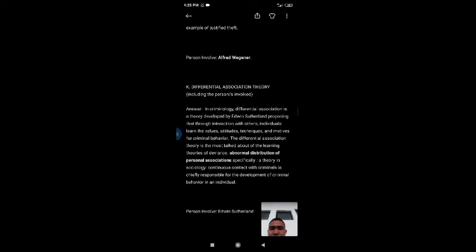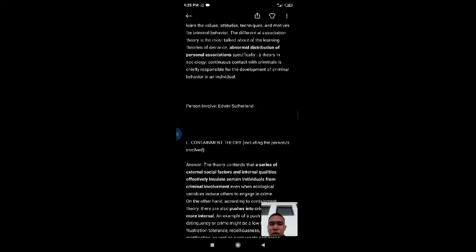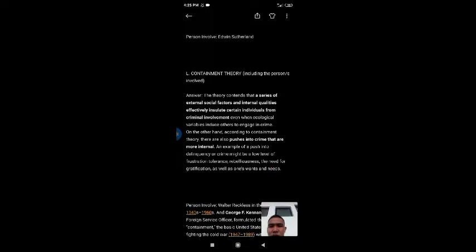So letter K, the differential association theory. The differential association theory is, for me, the most talked about of the learning theories of deviance. So an abnormal distribution of personality association, especially a theory in criminal sociology, continuous contact with criminals is chiefly responsible for the development of criminal behavior in individuals. So Edwin Sutherland is the person involved.